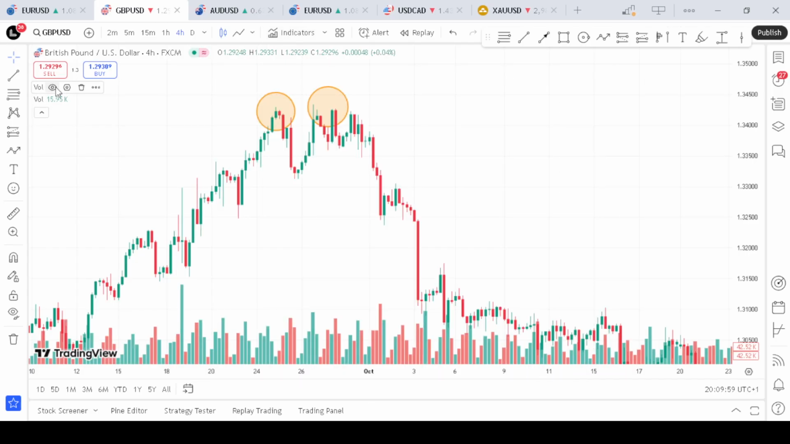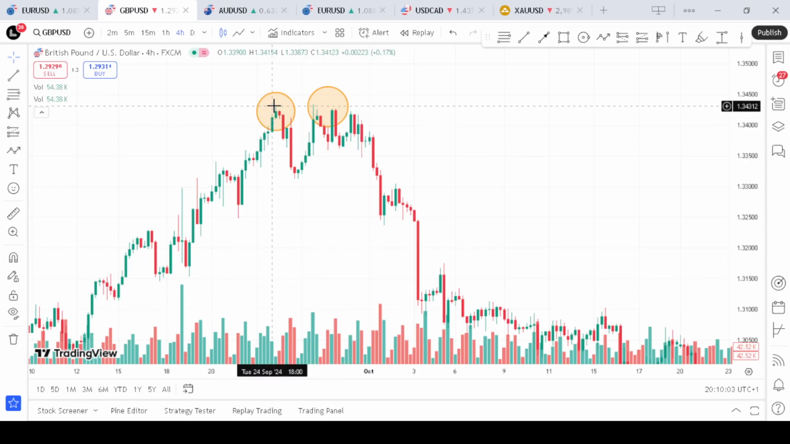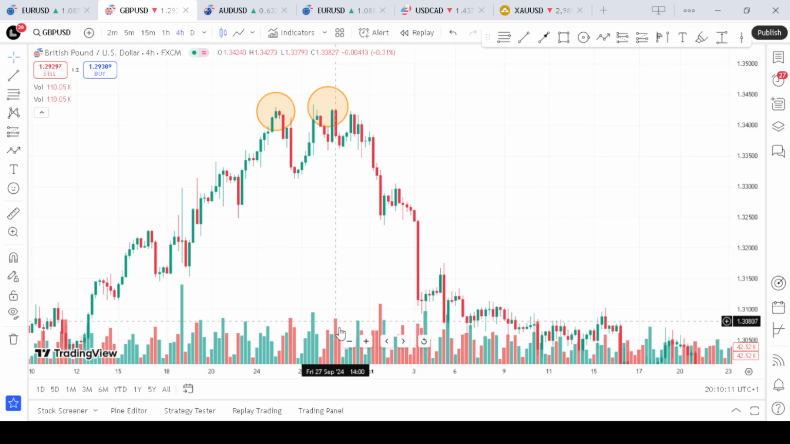And as you can see, the volume is telling us that at the first peak we saw an increase in volume. At this area we saw an increase in volume, while at the second peak we see a little bit of reduction in volume.